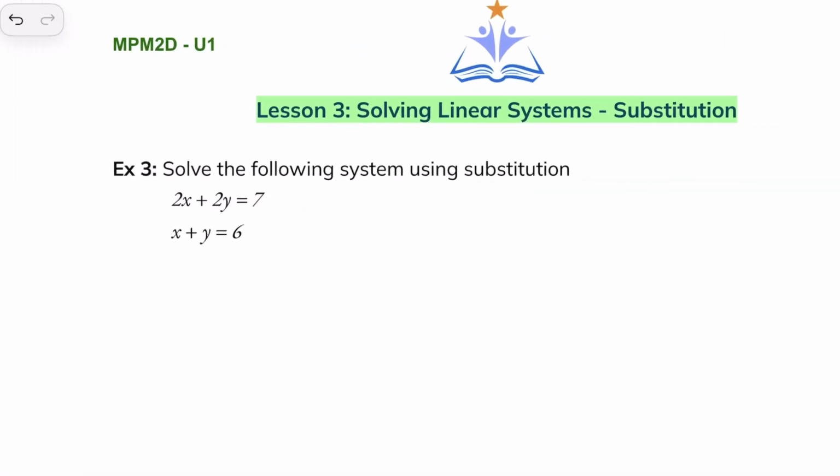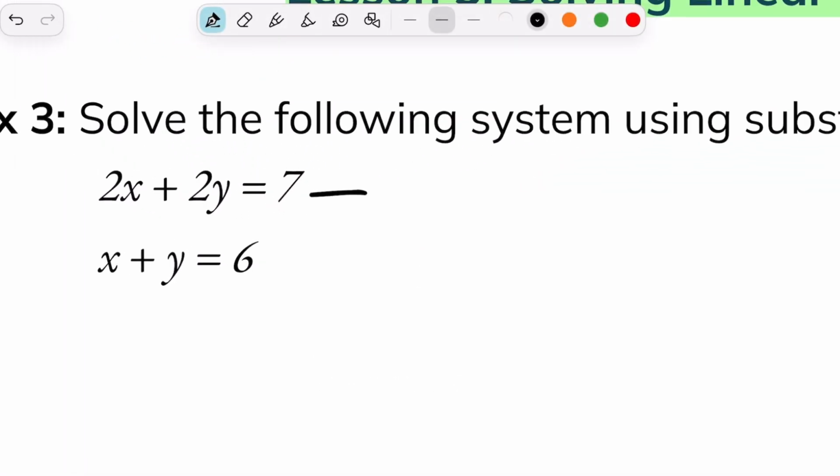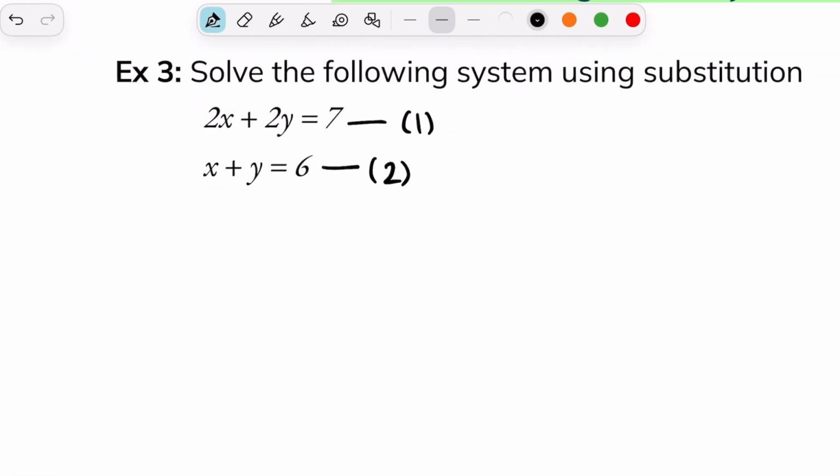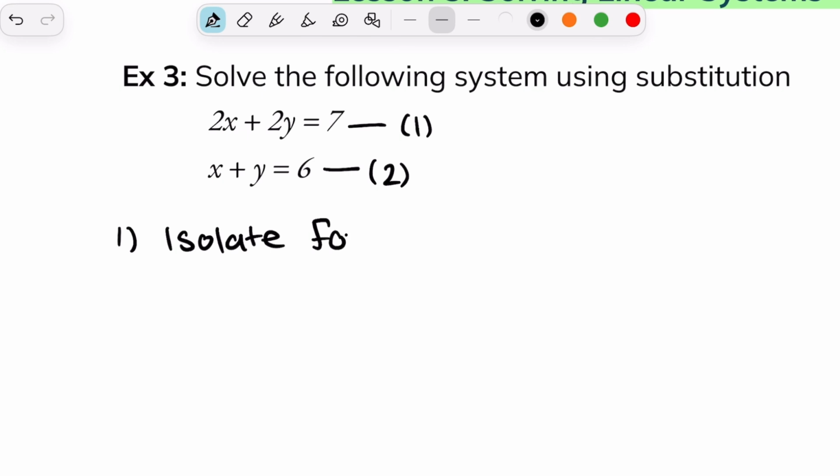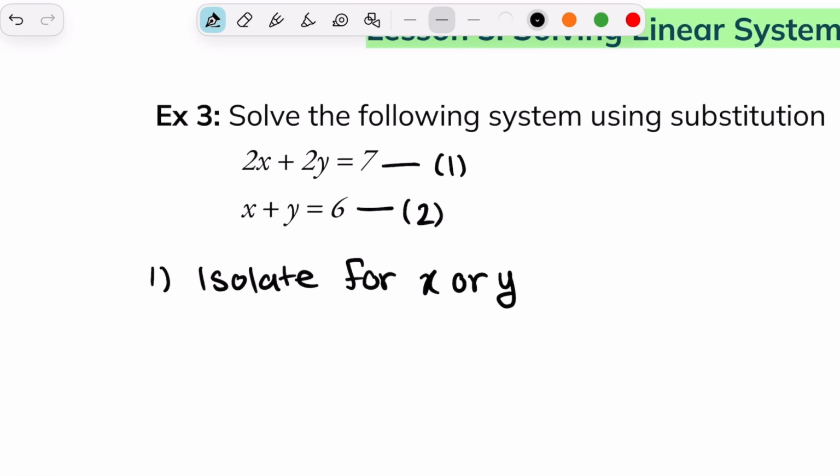So now the third example here, so we have 2x plus 2y equals 7, which is equation 1, and then x plus y is equal to 6, which I'm going to call equation 2. So what is our first step? We want to isolate for x or y. And we want to take a look at what equation is easier to do that.